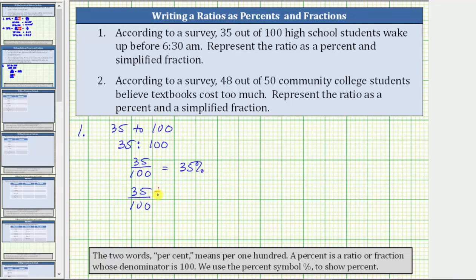To simplify the fraction, we divide 35 by 5 and 100 by 5. 35 divided by 5 is equal to 7. 100 divided by 5 is equal to 20. We now have the ratio of 35 out of 100, or 35 to 100, as a percent, as well as a simplified fraction.